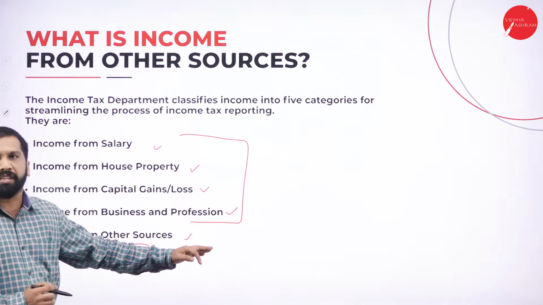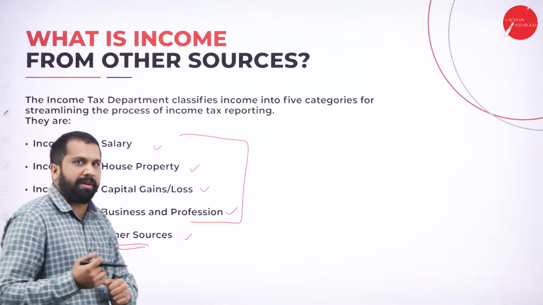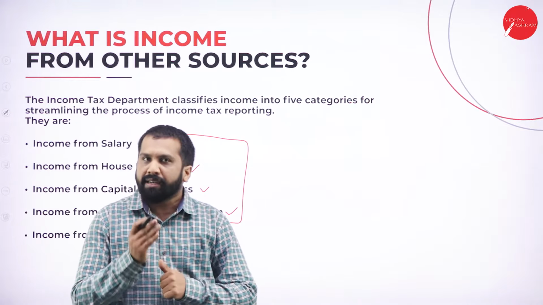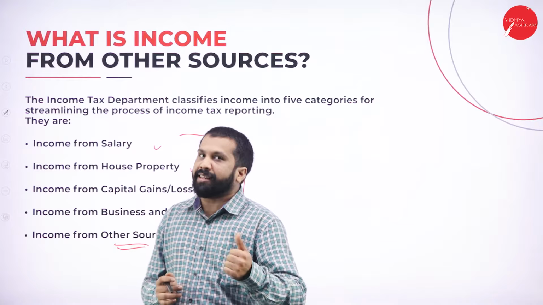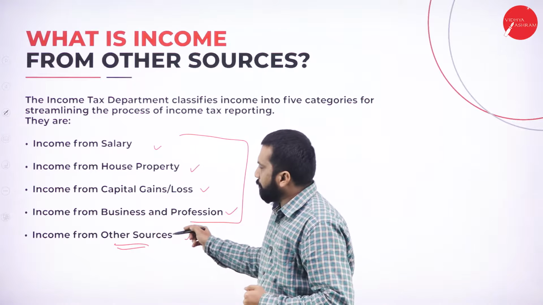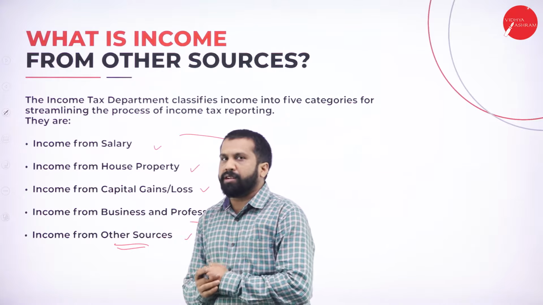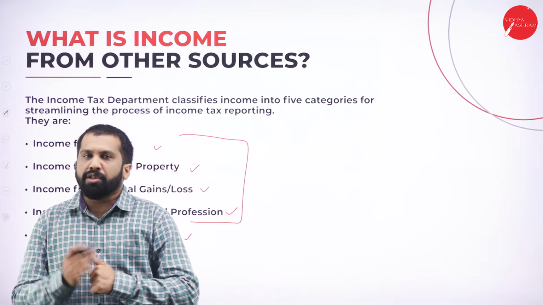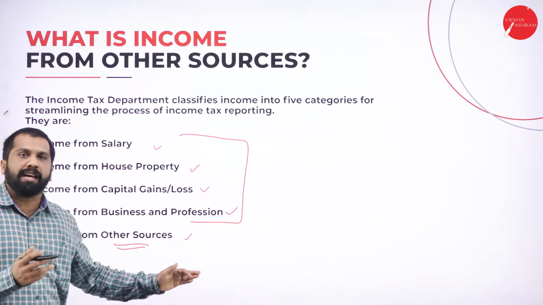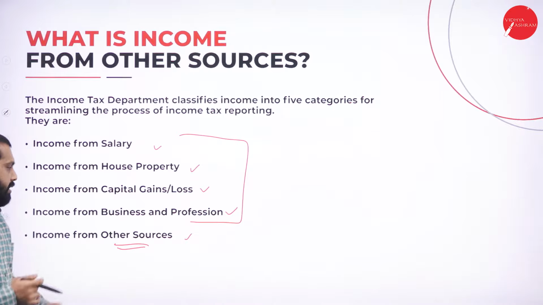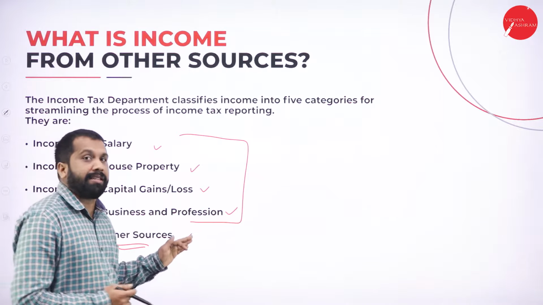I'll give you an example. You went to a horse race. In the horse race, you made a bet of 10 lakh. Luckily, you won. That 10 lakh, we call it as income from other source. That is not your profession. Similarly, you went to some cricket match. You made a bet that if India wins, you'll get 10 lakh. Luckily India won and you got the 10 lakh.